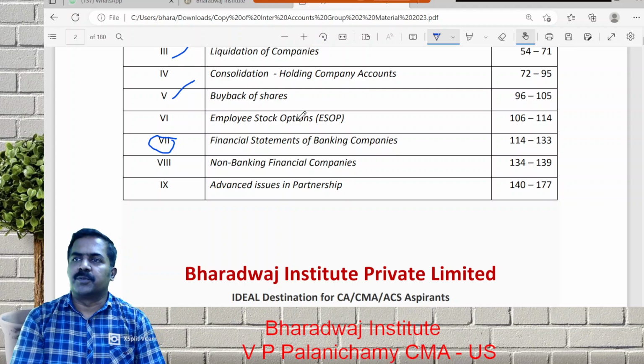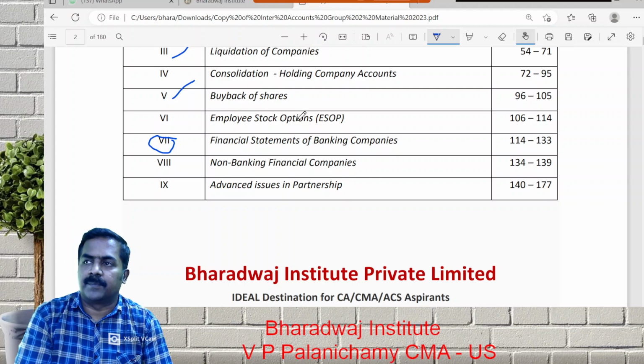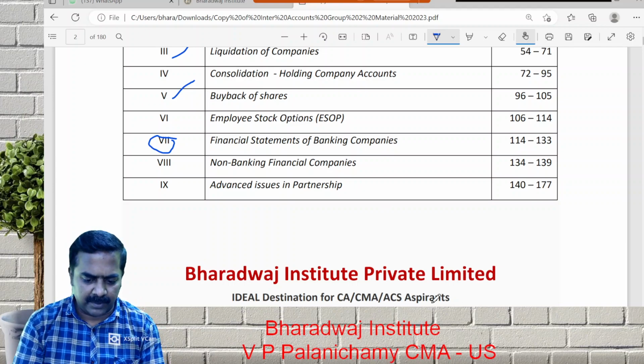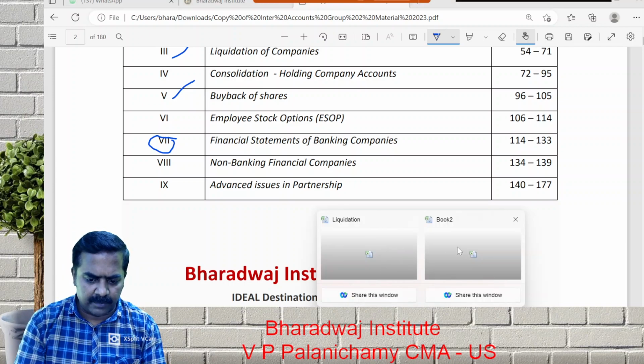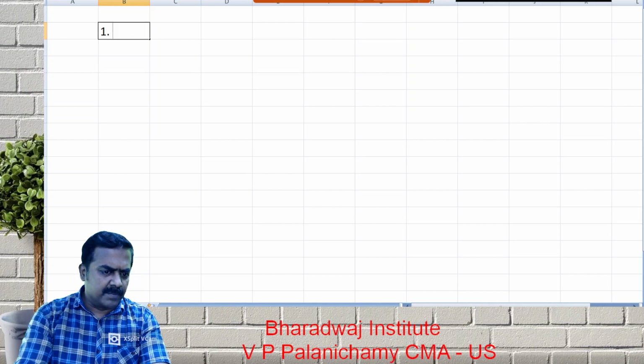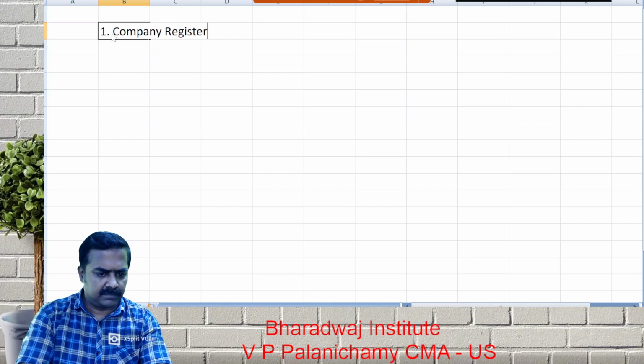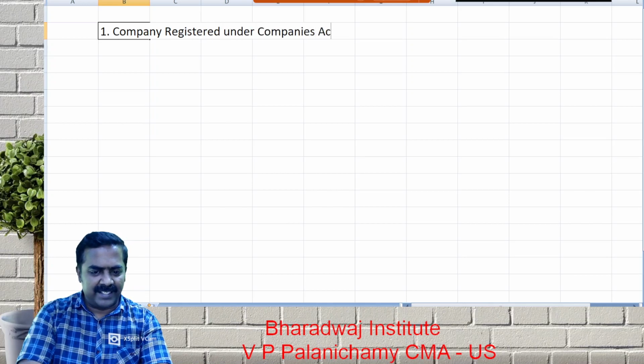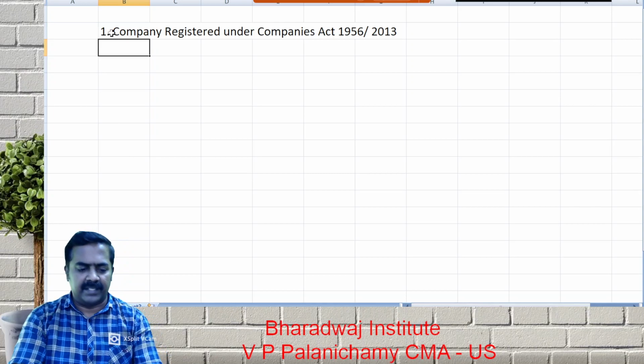We'll begin with which one? Accounting statements or financial statements of which companies? Banking companies. Before we start with banking companies, certain things. First, it must be a company registered under the Companies Act. Under which Act? Companies Act, either 1956 or which one? 2013. It should be a registered company.